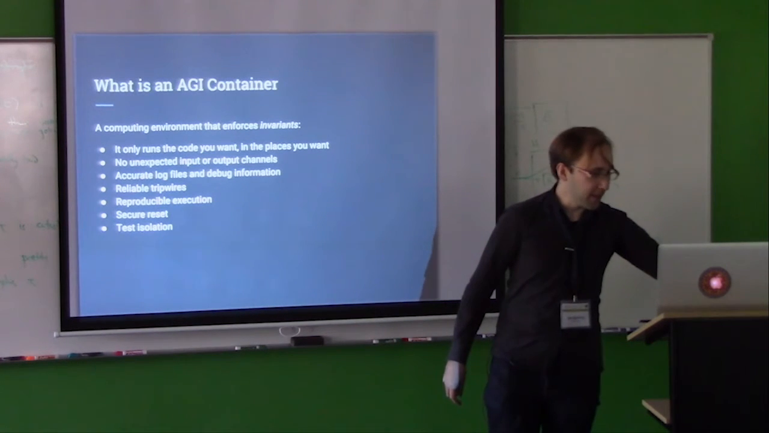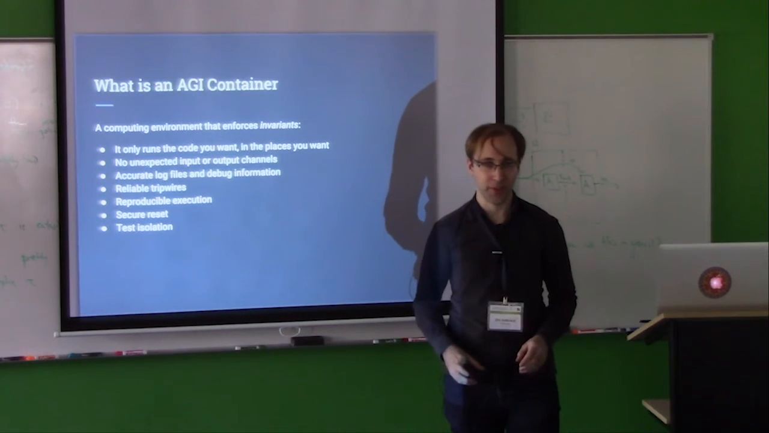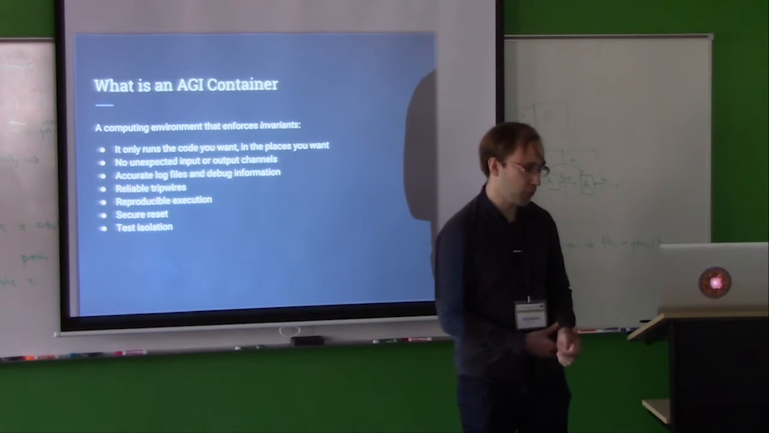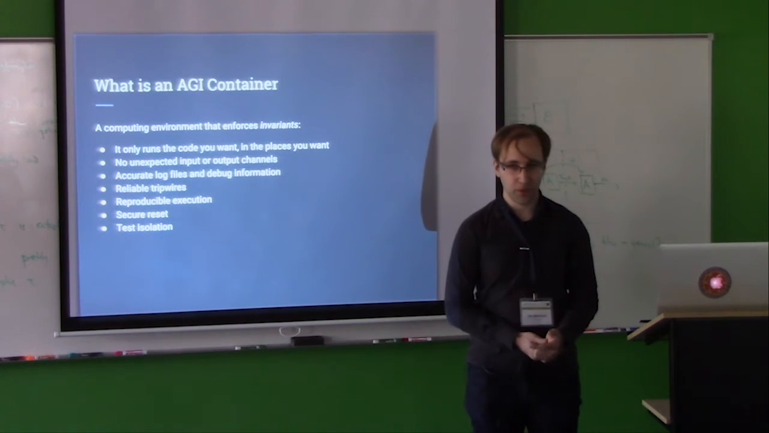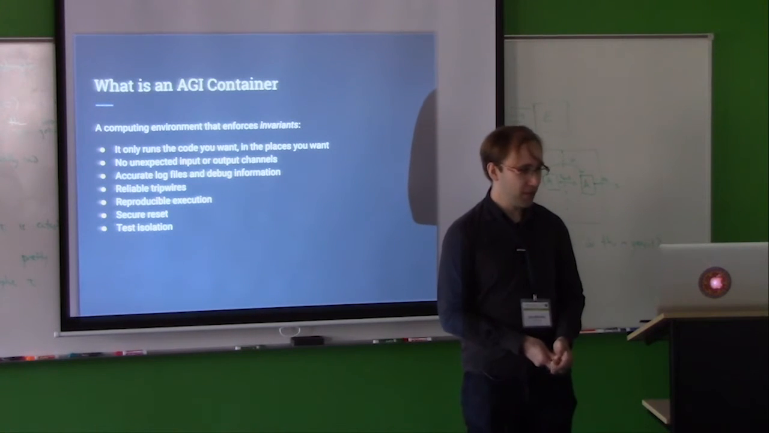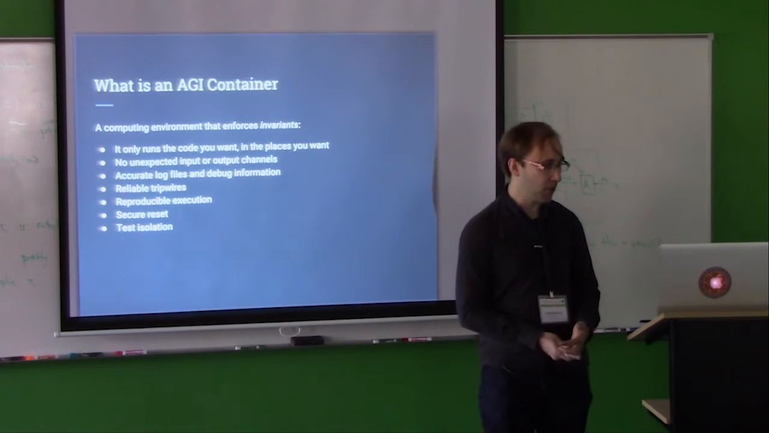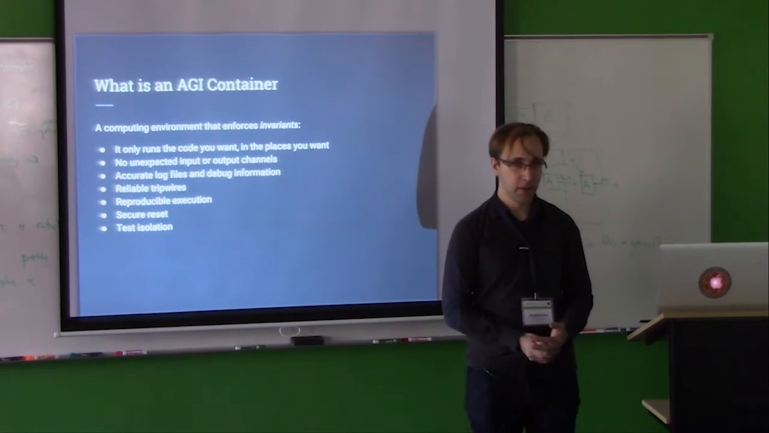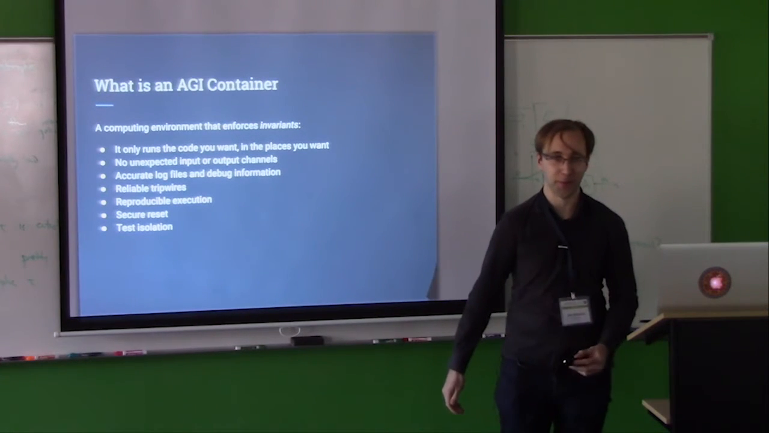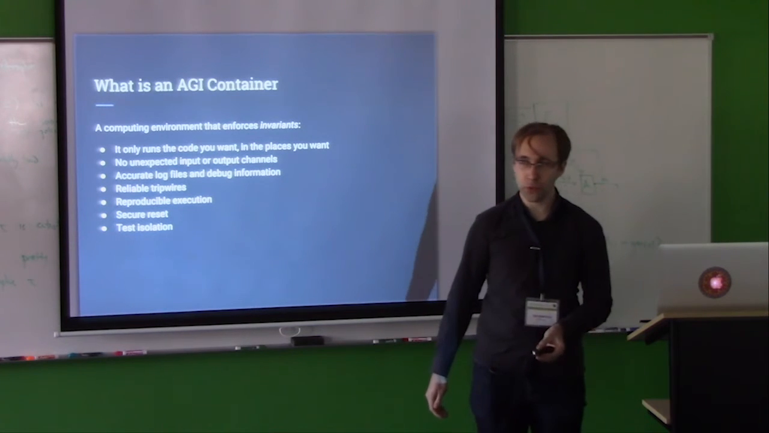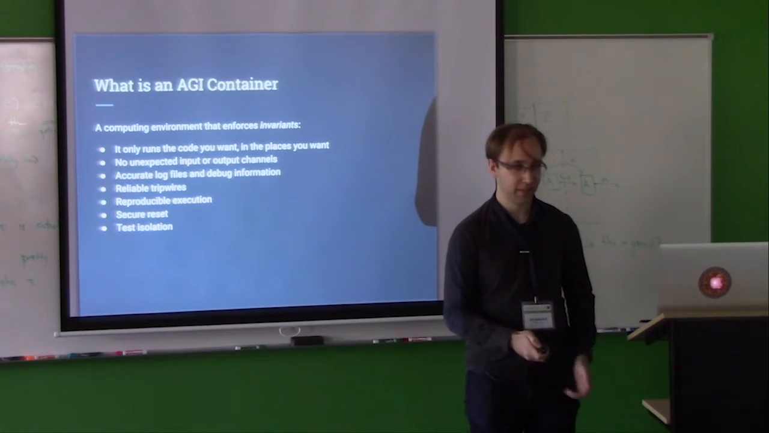So what do I mean by an AGI container? What I mean is it enforces the structure that you thought you had and makes sure that the computation really has that structure. So it only runs the code that you want in the places that you want. Things don't have unexpected input or output channels. The log files are logging what really happened and not what the AI would want to be in the log files. Tripwires work. You can reproduce it. You can reset it and not find out later that it reprograms the hardware on you. And if you have a data center of these things, you can do several tests in parallel and they are properly isolated.